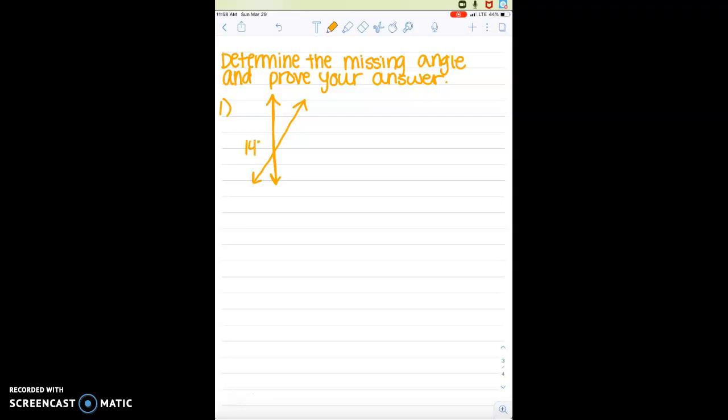And we are going to label the first angle at 148 degrees and the second angle as x. We are going to have x equals something, and then we're going to answer the question of how do you know this?